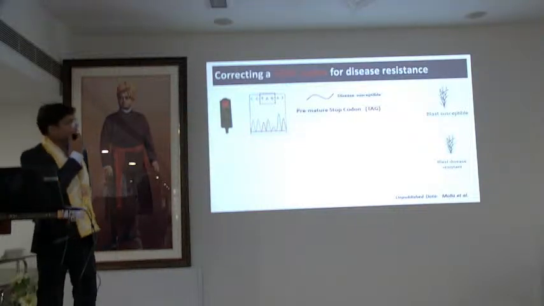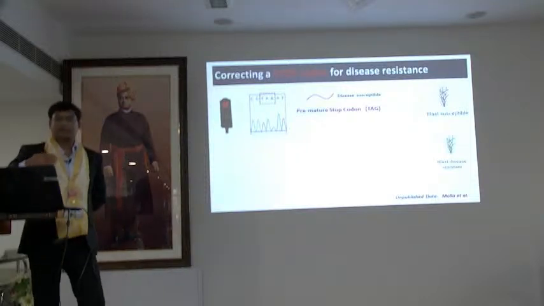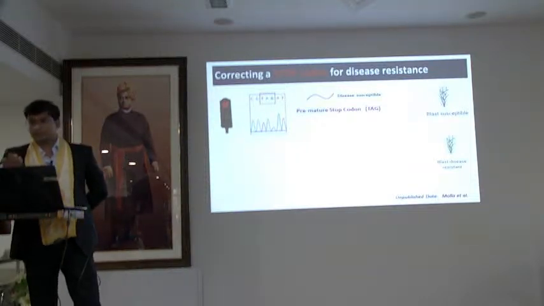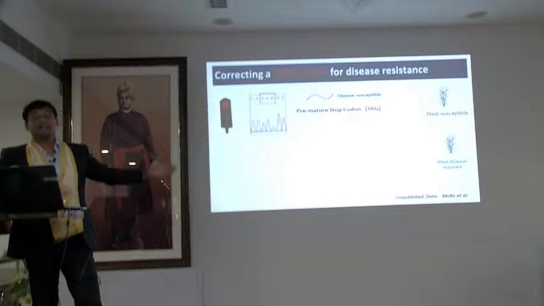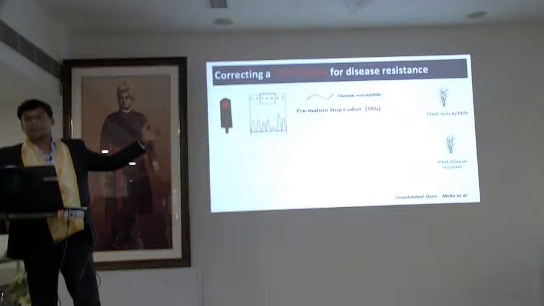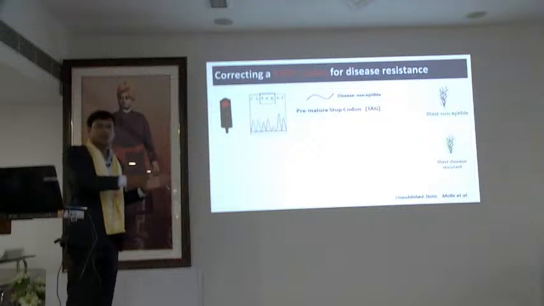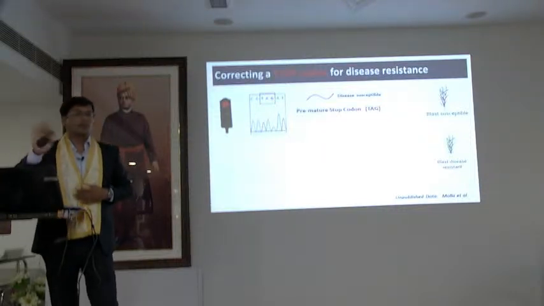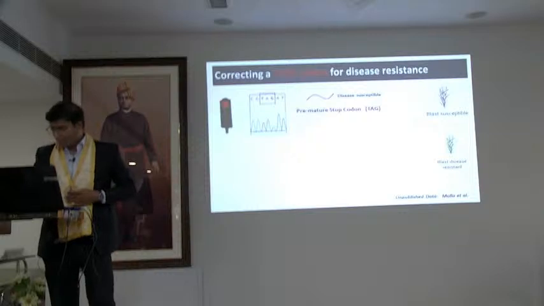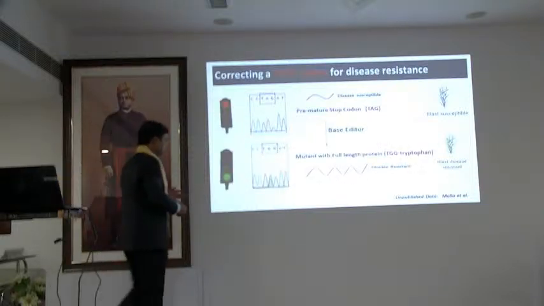Now we wondered whether we could convert or correct this premature stop codon. So what changes can we make here? I just gave you an example: TAG to TGG. A would be changed to G, so it would be TGG. So TGG is not a stop codon. So we applied the base editor, and this is the original result that we obtained.